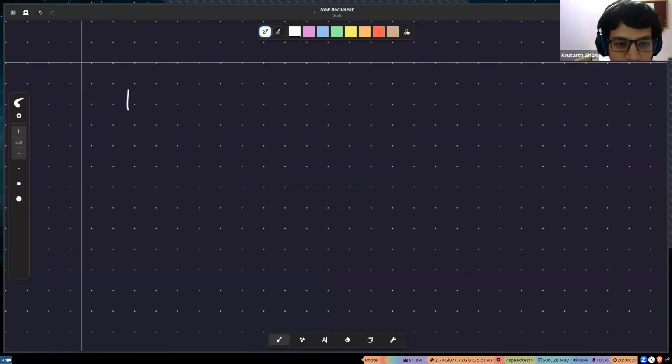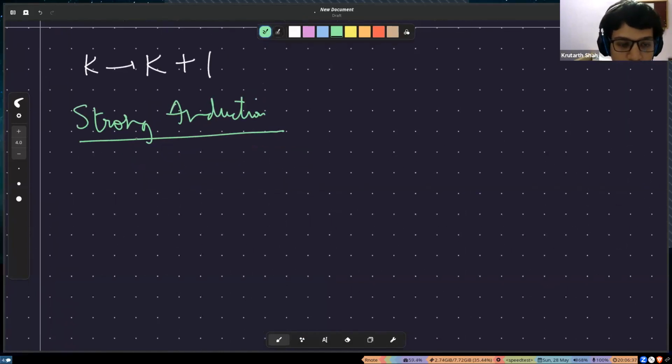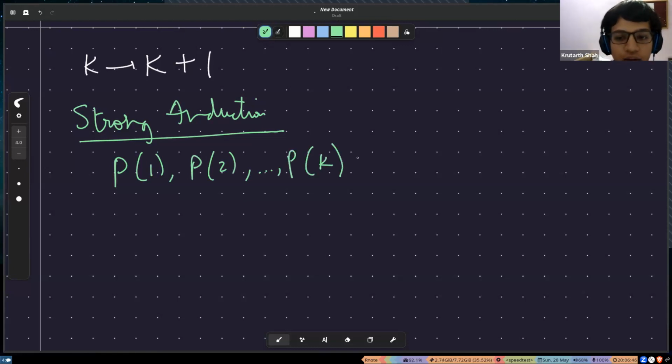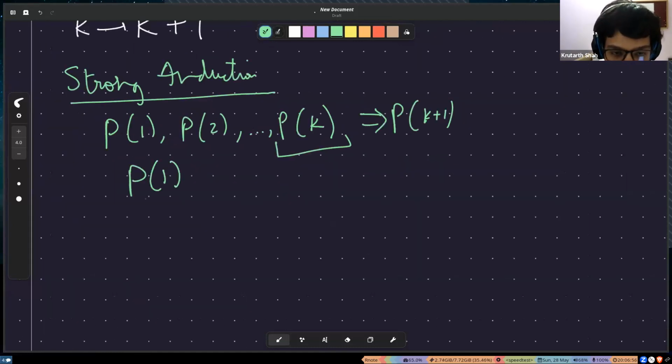So that was going from K to K plus 1, which is the standard induction. But you also have a thing called strong induction, where not only do you assume the statement is true for K, you also assume it holds true for P of 1, P of 2, and so on till P of K. In that way you get a lot more information than just with K. And obviously, you also need to establish the base case. You also need to show P of 1 is true.